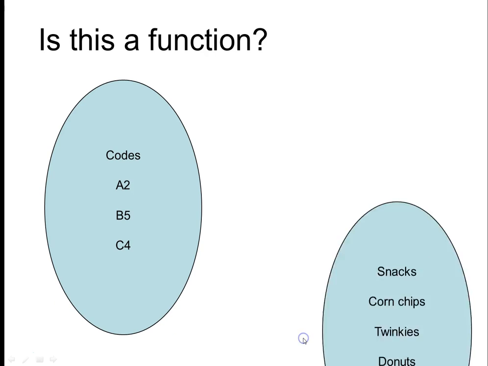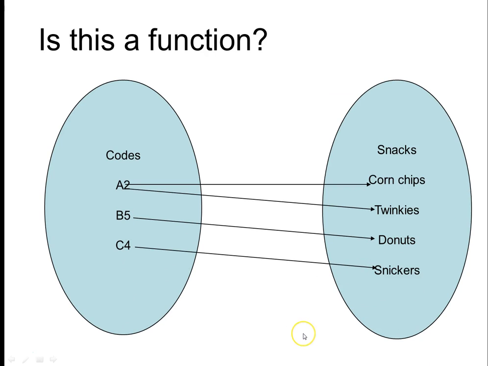So let's look at another map, and here are relationships. Is it a function? No. Let's look at this button right here. If you press A2, what comes out of my machine? Corn chips and Twinkies. The machine is broken. Two things came out. Use the snack machine analogy. It will help you a lot.